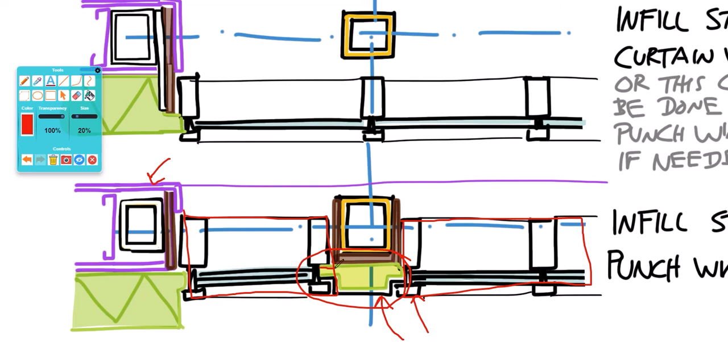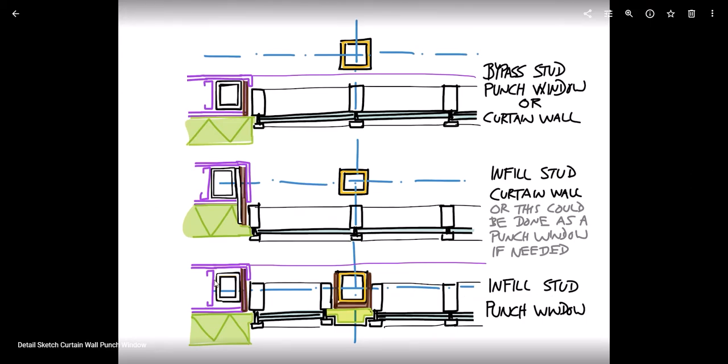I didn't draw in the air vapor moisture barrier, but it would be there, going into the pockets of the windows there and there, and onto that piece of plywood that I've put on the face of the column. Okay, so that's an infill stud situation on the bottom with a punch window or strip window, where the superstructure is going to be in the way of the window, so you just do the window around it. The next thing we're looking at here is an infill stud system again.